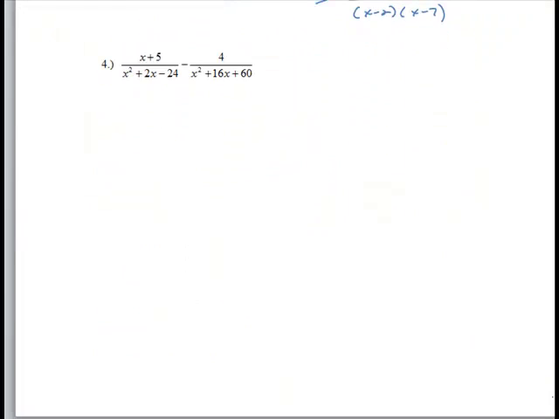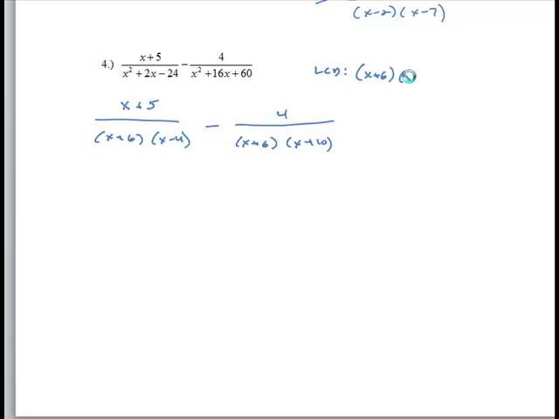Example 4. Subtracting two rationals. Look at the denominators, they're different. So begin by factoring. The first one factors into x plus 6 times x minus 4. The second denominator factors into x plus 6 times x plus 10. So the LCD, the x plus 6, the x minus 4 from the first denominator. The second denominator, we already have that factor x plus 6, but we do not have an x plus 10, so we need to include it in the LCD.